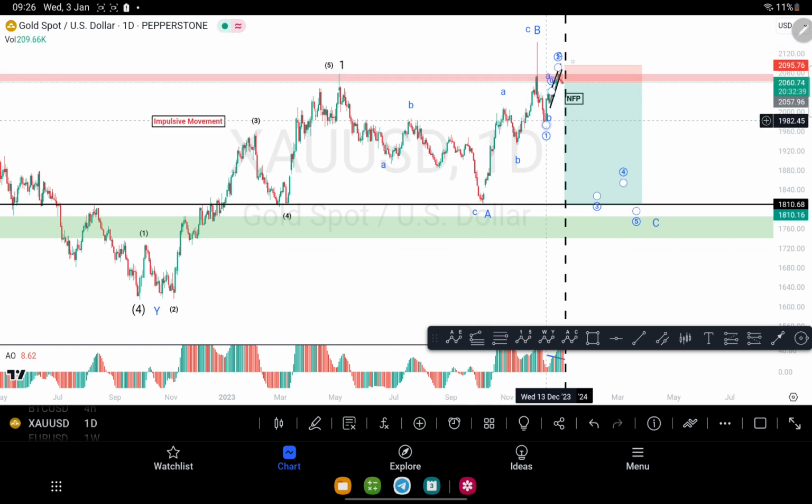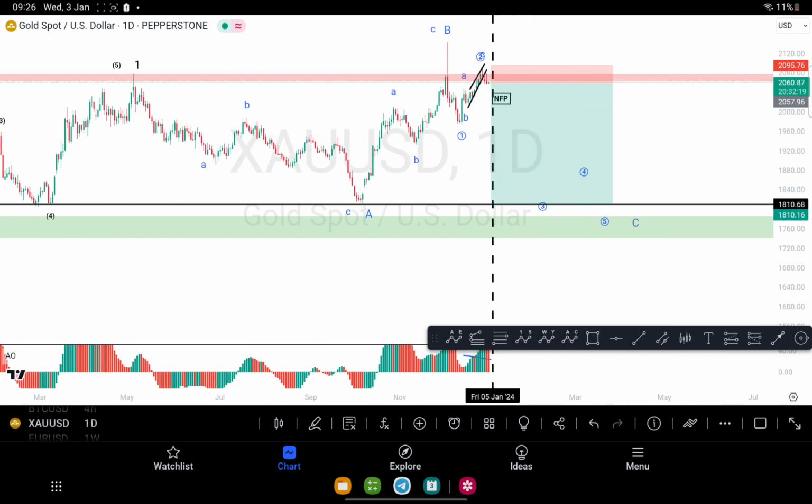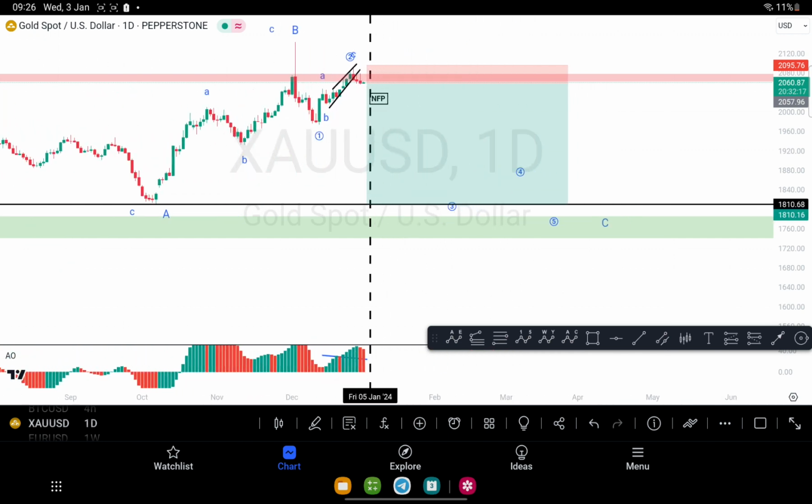What's left now is 1, 2, 3, 4, 5, which I believe could even cross the 1800 level. So I wouldn't be surprised if price breaks below the 1800 level, also because fundamentally the US is still sticking with their interest rates, but all that is for another video. Pretty much for now I'm expecting very bearish flow for gold. I'm expecting at least a 2000 pips drop to somewhere in the 1810 region at a minimum. That will be my prediction based on Elliott waves.